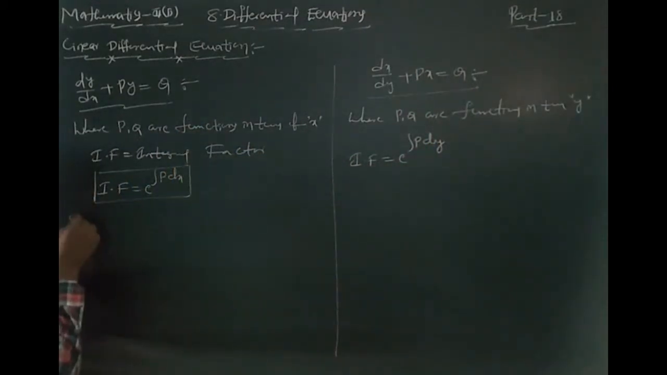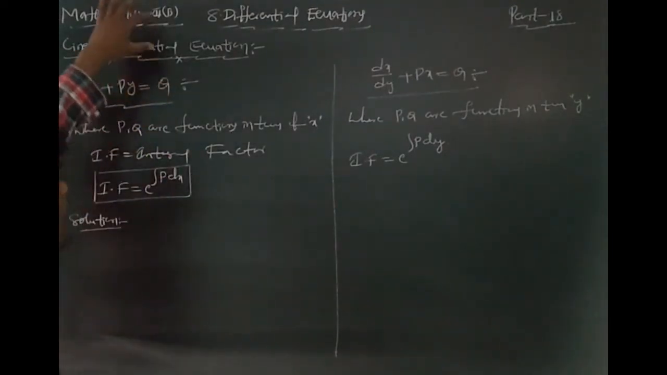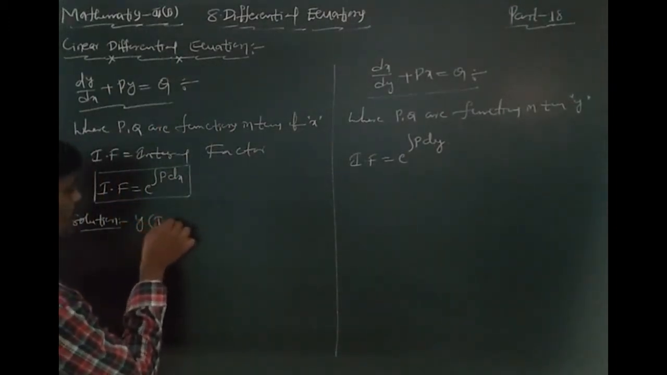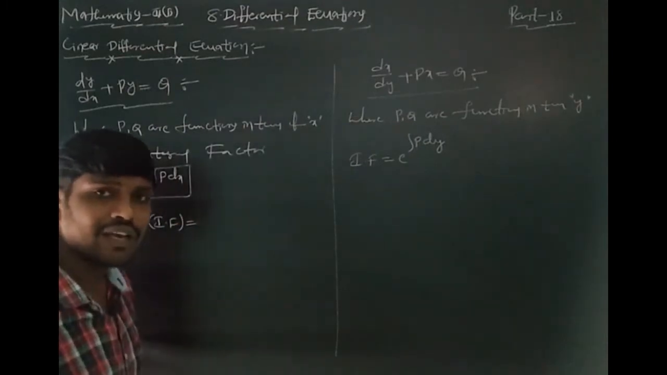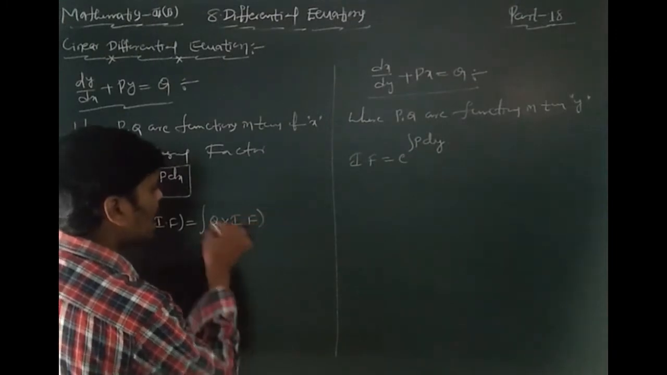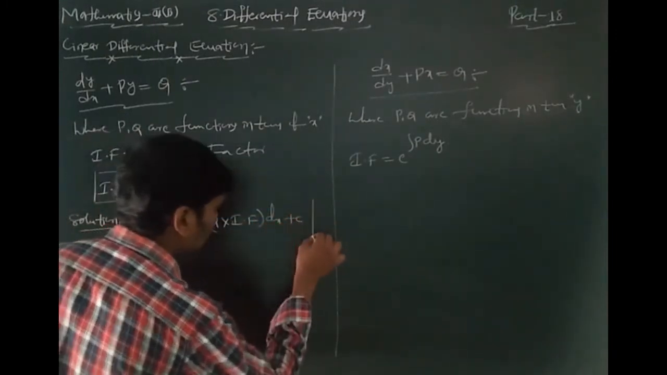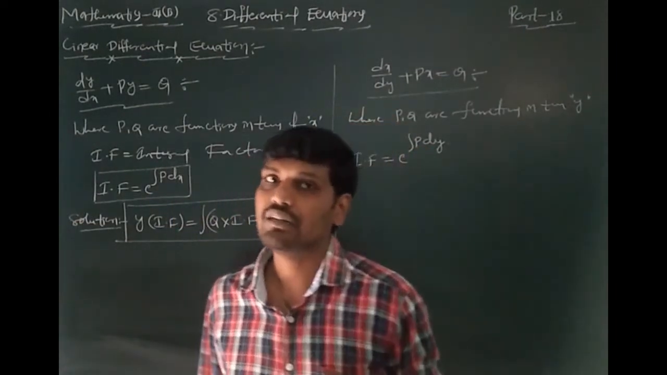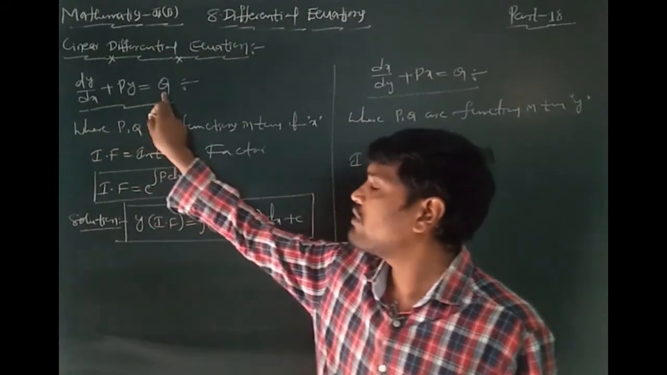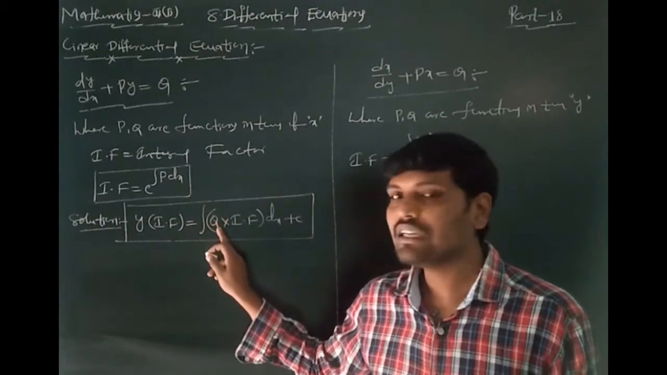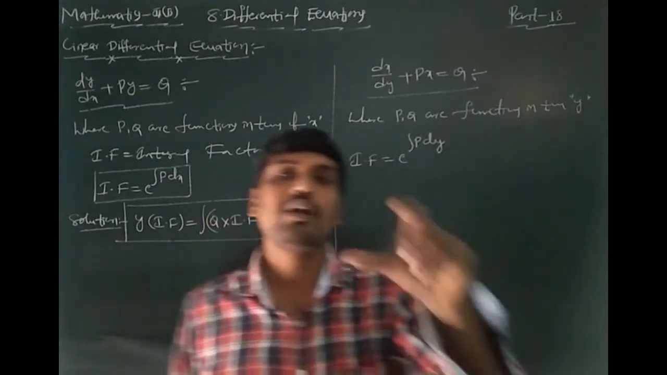After that, the solution. What is the solution in this form dy by dx plus py equal to q? The solution is y into IF, nothing but the integrating factor, is equal to integral q into IF all dx plus c. This is the solution of the first linear equation form.